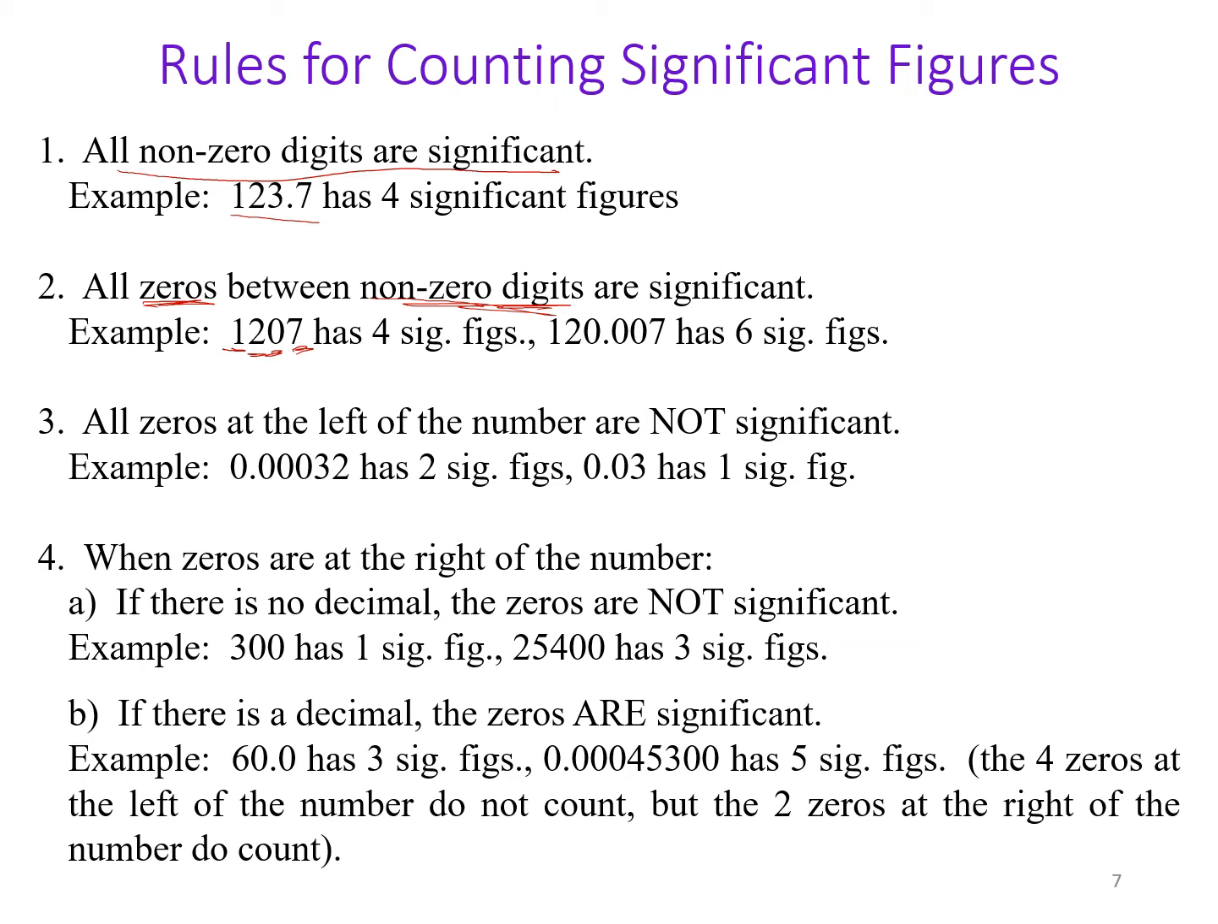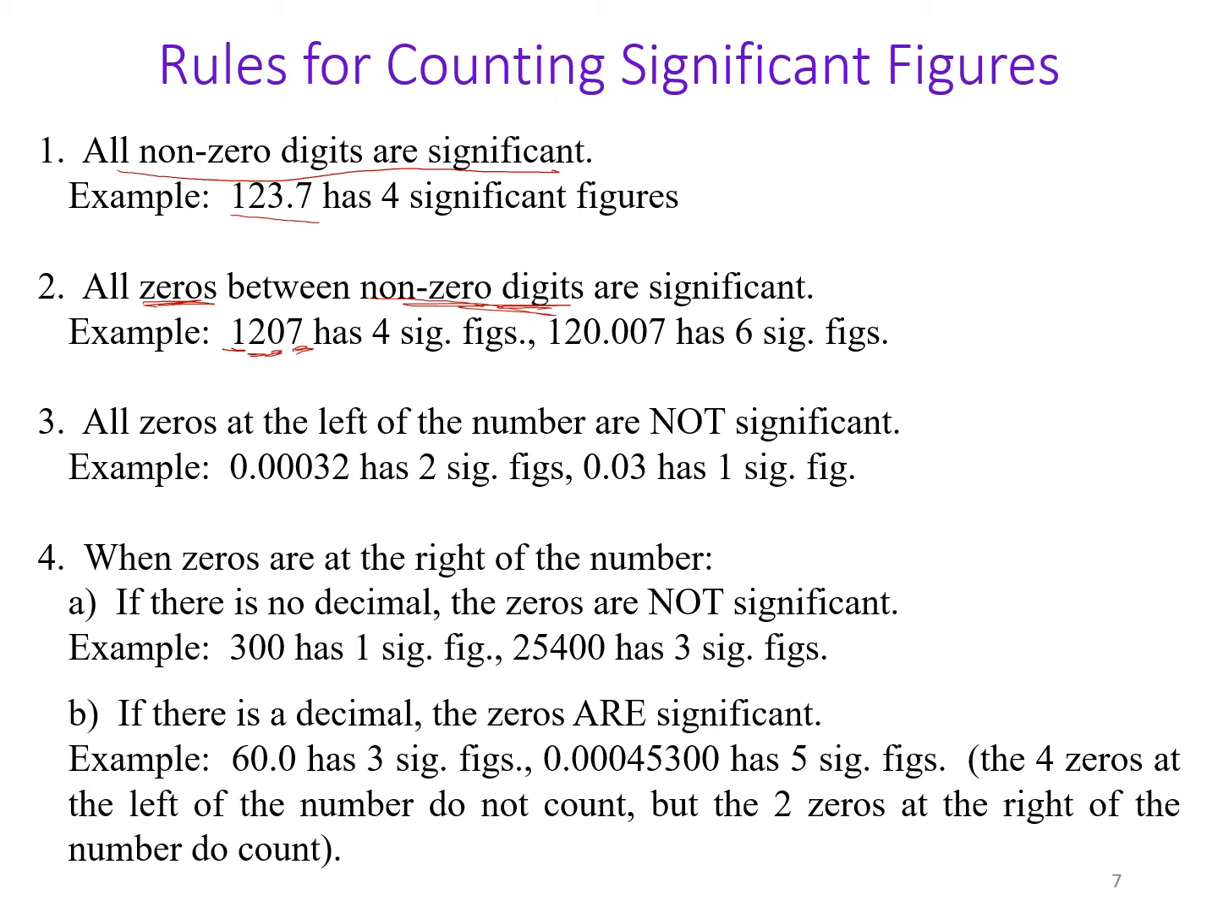Simply take it as if I give you $1,207, right? So you cannot just simply ignore this. You cannot say that you have $127, right? So if you can't ignore the zero in between, that means it's significant.